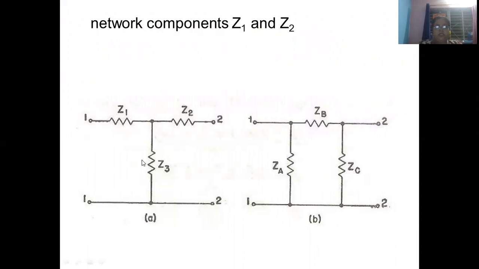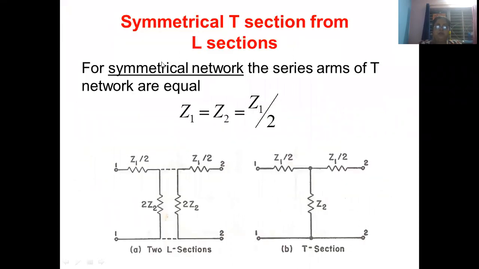This is your T type network and this is your pi type network. Two series arms, one shunt arm. In this one, one series and two shunt arms. Symmetrical T sections from L section. We can combine two L sections to form one T section, or one T section can be split into two half L sections. So Z1 is equal to Z2, and that is equal to Z1 by 2.